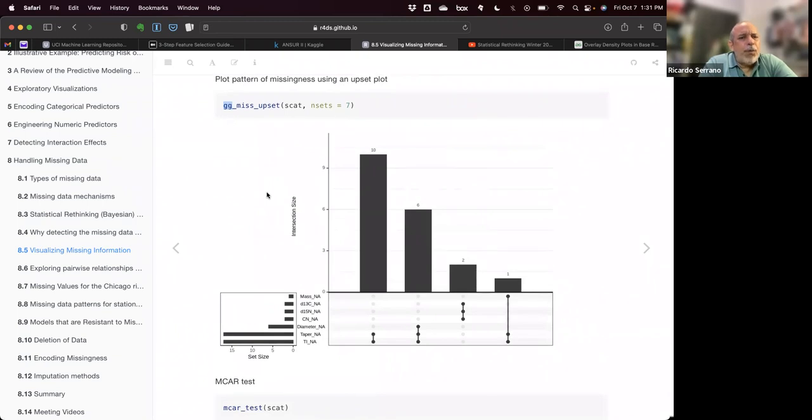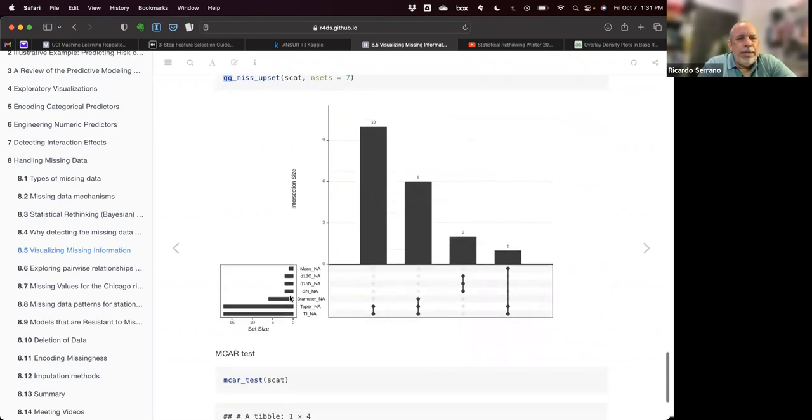The offset plot, what it tries to do, especially for missing values, but you can see it in other situations, is give you a picture of the relationships of missing values between those variables. We're taking the missing values only, because the complete ones we're not going to bother with.